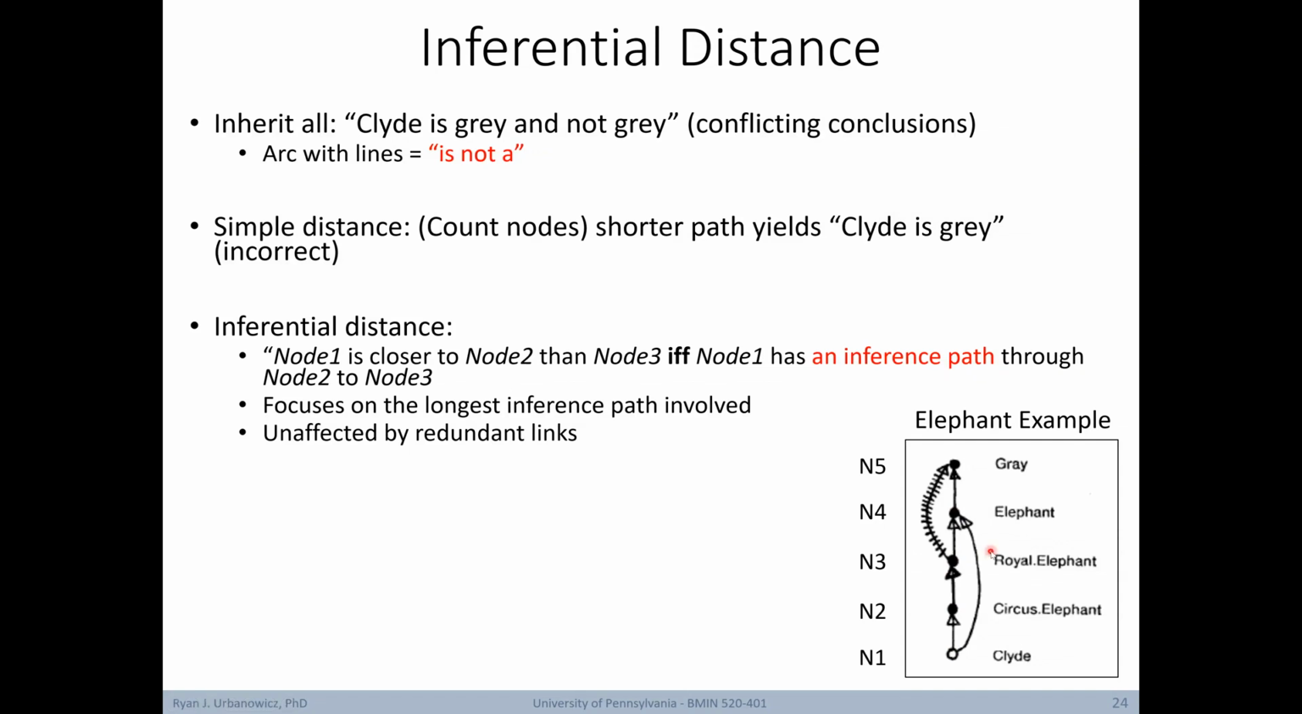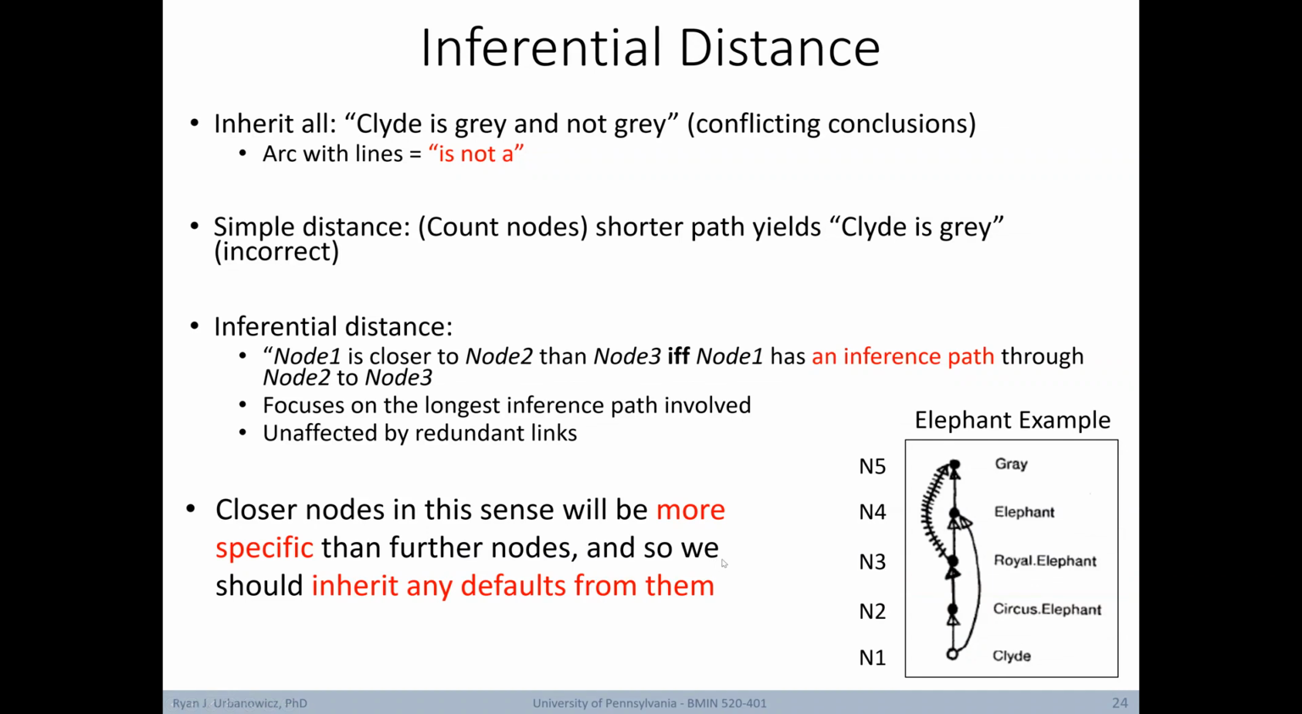Using inferential distance ignores redundant links that are shorter. Lastly, our inheritance is determined by which nodes are closer based on inferential distance. In this case, Clyde is closer to royal elephant than it is to elephant, based on the inferential distance. Therefore, Clyde inherits the not gray property of royal elephant, but not the gray property of elephant.